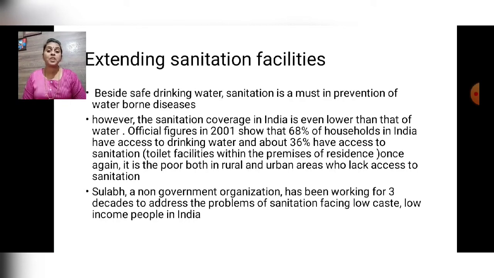Toilet, that is sanitation. Otherwise what will happen is that these people will go out, and because of that it gives rise to many waterborne diseases. Then once again it is the poor, both in rural and urban areas, who lack access to sanitation. They don't have it. We have seen that in slum areas, for 30 hutments there is one toilet, isn't it? Then how is it possible?